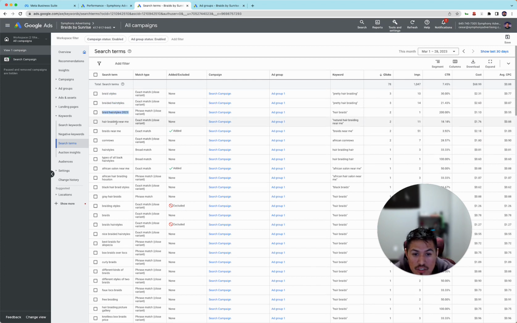Styles 223. So then we go to something more direct, or more bottom of the funnel, which is hair braiding near me. This has to mean someone is looking for a place to go get the service. Braids near me. Cornrows. Again, this is pretty broad. We don't know, do they want to find a place to do it? Do they just want to learn about it? Do they want to just look up the definition? Hairstyles. Types of all black hairstyles.